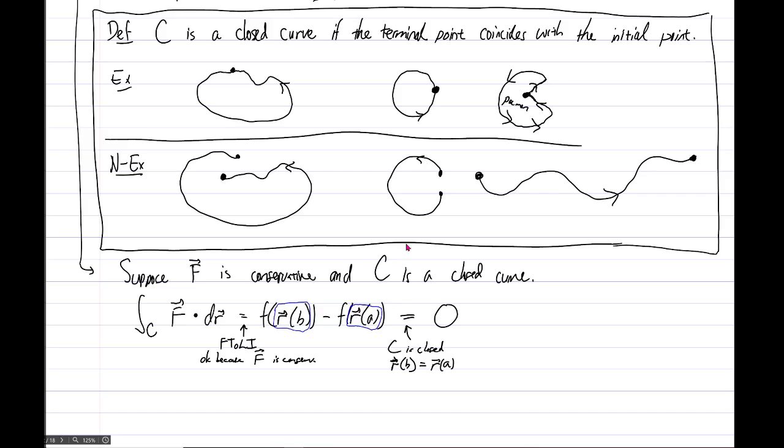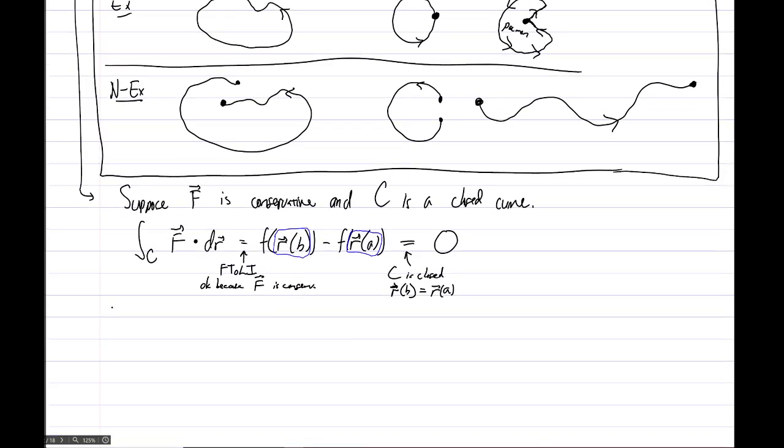So theorem 3, let's maybe not worry about numbering it, but there's a theorem. If you have a vector field, and this is conservative, aka path independence holds, we're being a little informal here about this, and C is a closed curve.